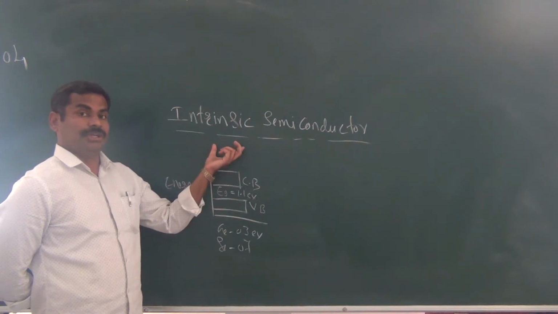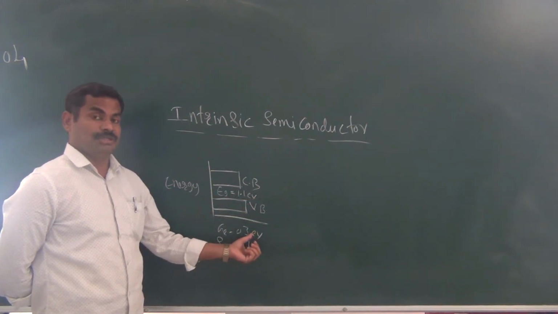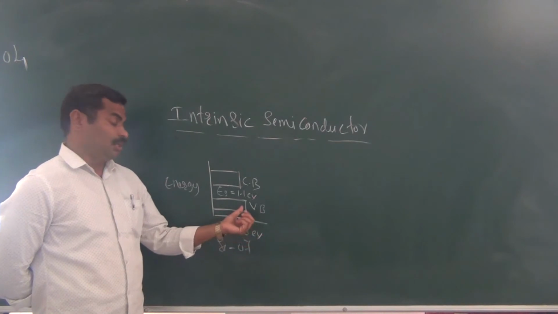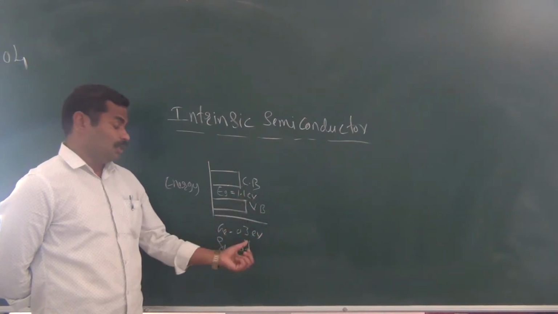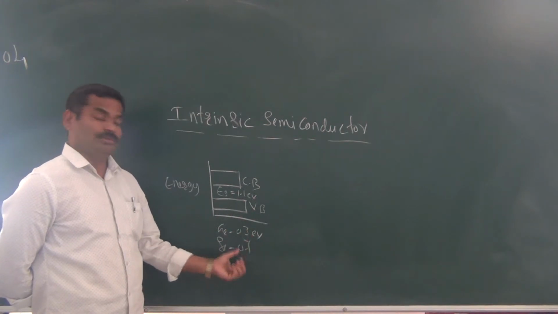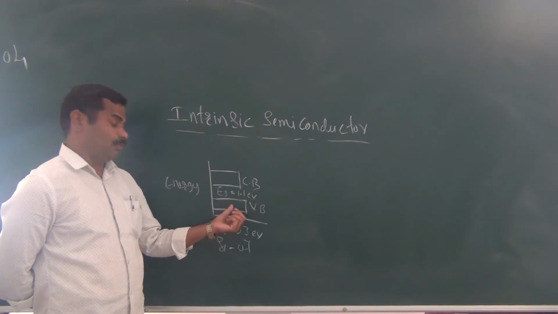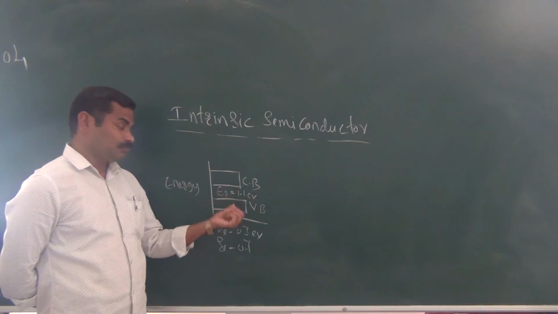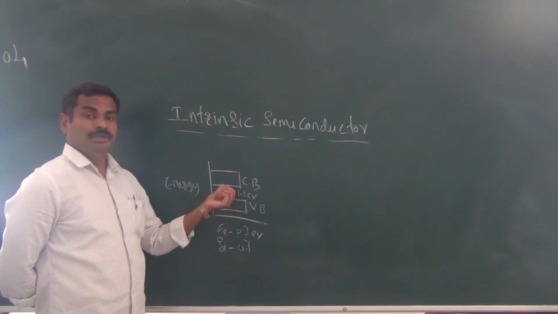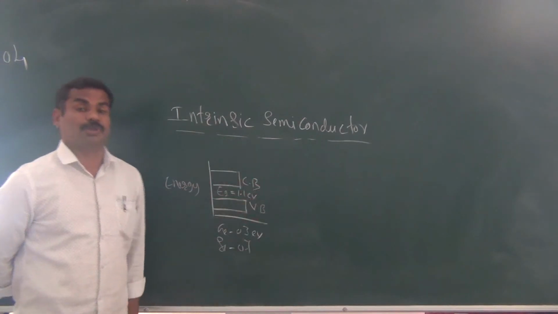Because you are applying very less temperature, which is nothing but less energy, and that less energy is not sufficient. It is not more than 1.1, or 0.3, or 0.7. That's why the valence electrons are not moving from the valence band to the conduction band. They are tightly bound to the parent atom. That's why you do not have any current conduction at low temperature, and it acts as an insulator.